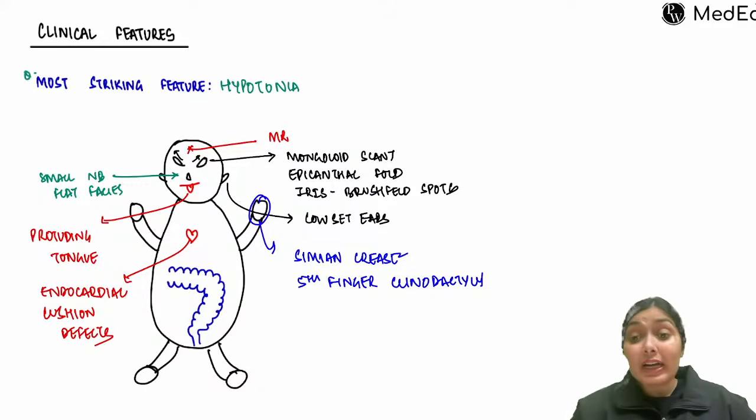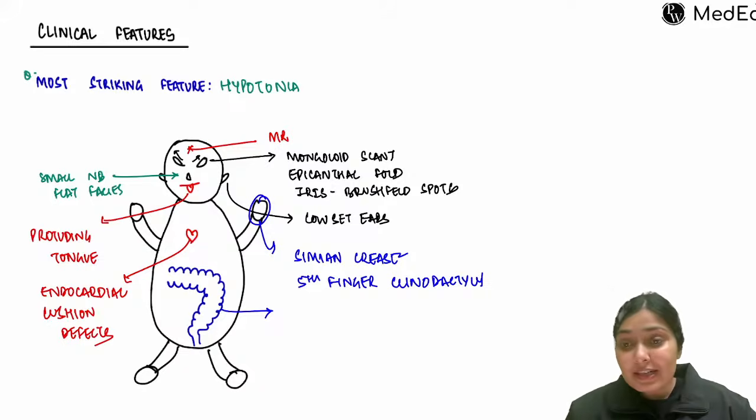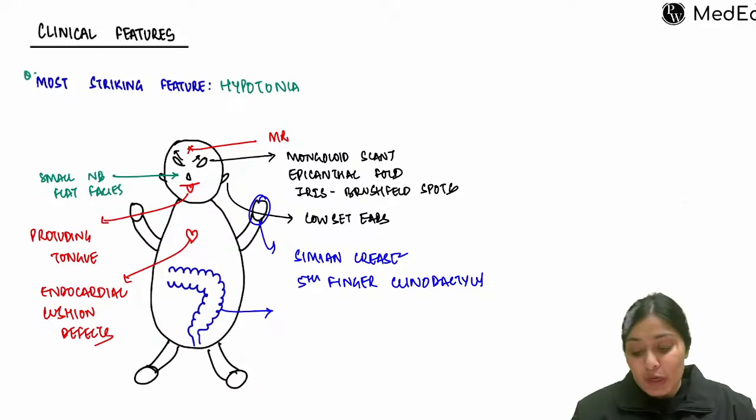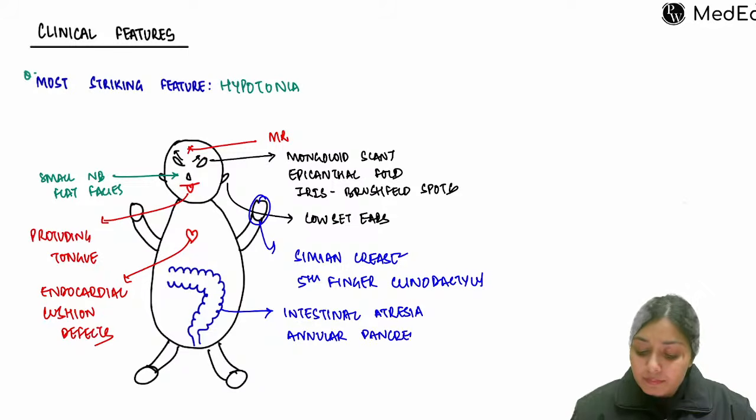Now let's move to the gut. What do you all see in the gut? In the gut, intestinal atresia, annular pancreas, Hirschsprung disease. These are the most common associations with Down syndrome. So let's write that down together. We have intestinal atresia, so it can be a duodenal atresia, jejunal atresia. So intestinal atresias, annular pancreas, and we have Hirschsprung disease.